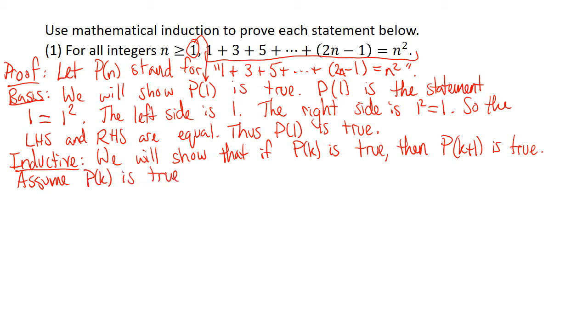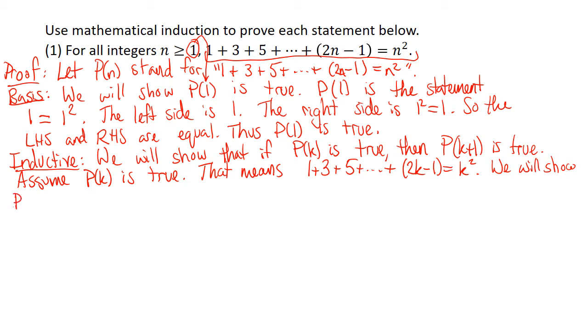Now don't just skip over what that means. You need to actually expand what that means. What does it mean that P of k is true? So that means, because you're going to actually need this, that 1 plus 3 plus 5 plus ... And so wherever you see n, just replace it with k. k squared. Okay, so now we will show P of k plus 1 is true.